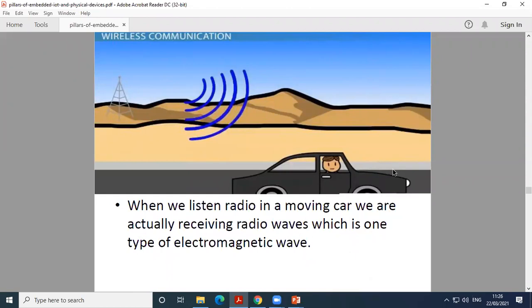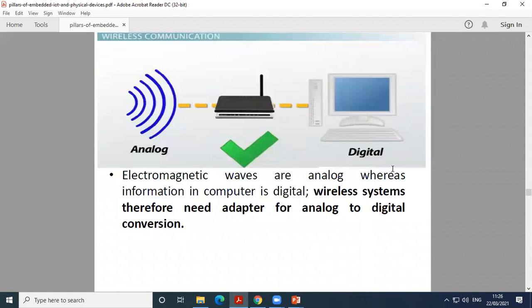The radio spectrum uses electromagnetic radio frequencies lower than 300 gigahertz. Various ranges of the radio spectrum are used for different applications. Now in the next slides we will see the short range and long range wireless networks.